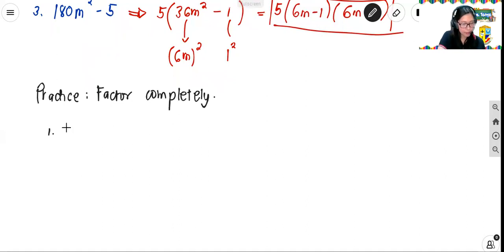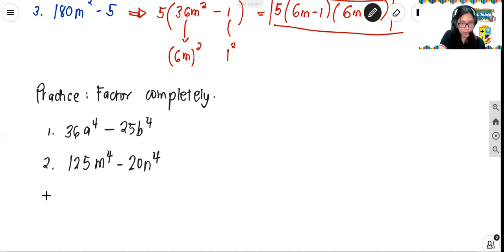So let's have 36a to the fourth minus 25b to the fourth, 125n to the fourth minus 20n to the fourth, and let's have 7x to the fourth minus 28y to the fourth.